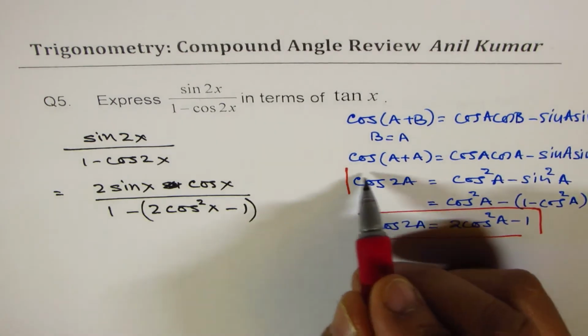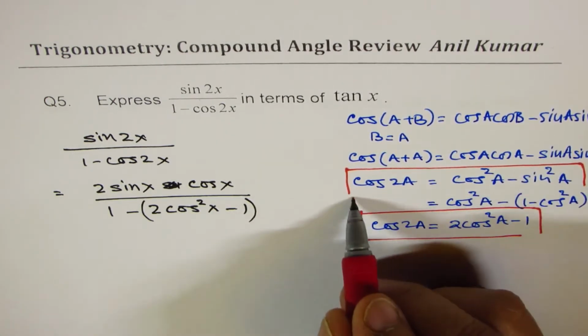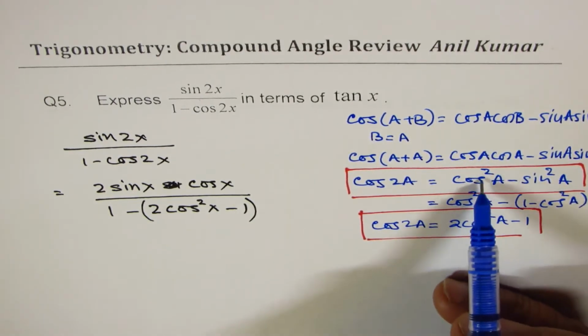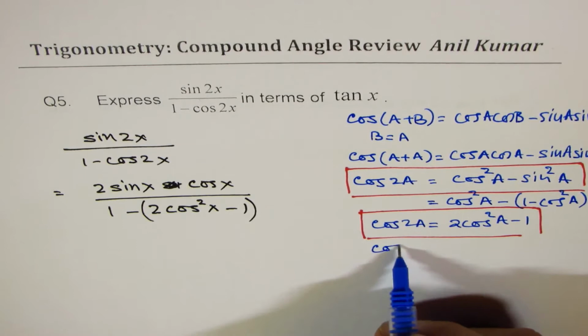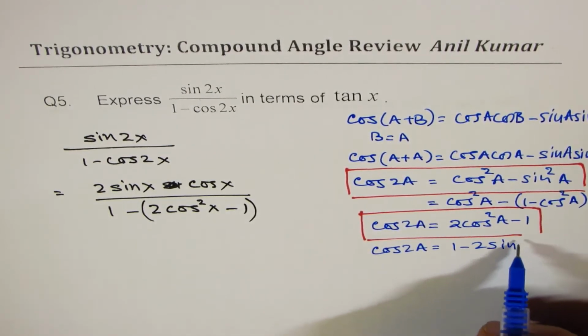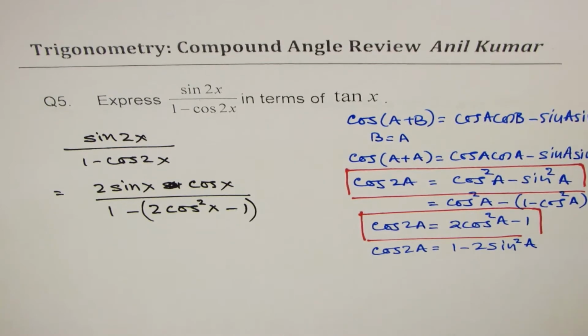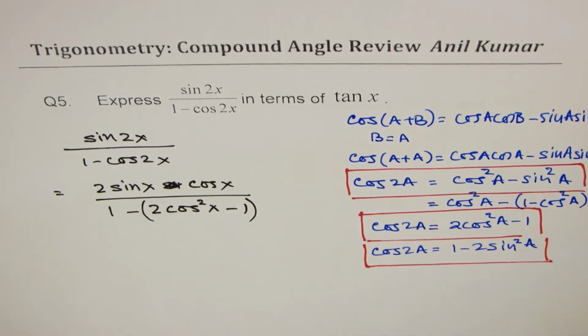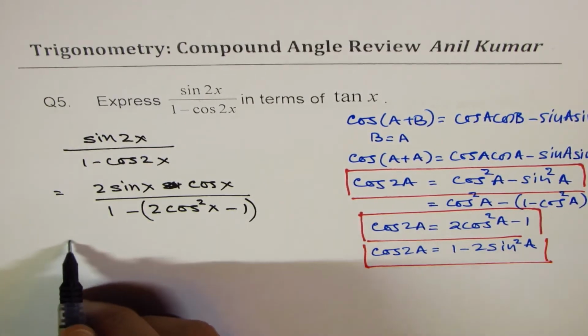Okay, so these are important formulas which we are going to use in our test paper. You could also from here get, if you write cos square a as 1 minus sine square a, you get cos 2a as 1 minus 2 sine square a, right? So that's another important formula which we are going to apply. So I hope all these things are clear to you.